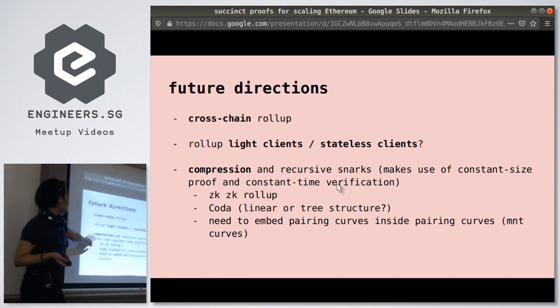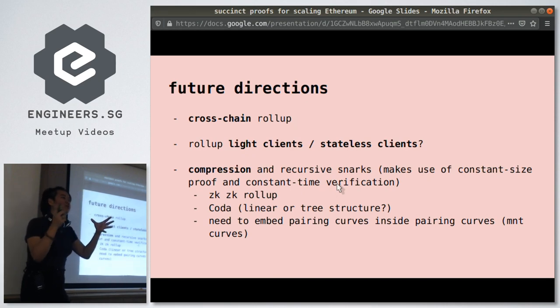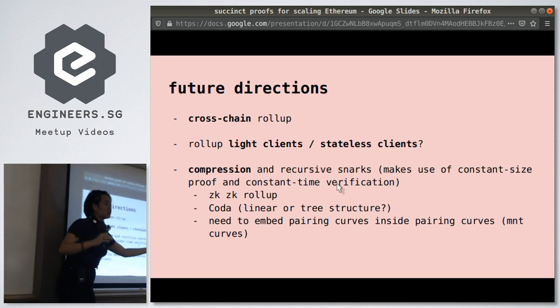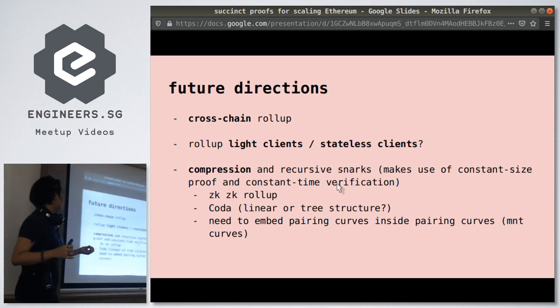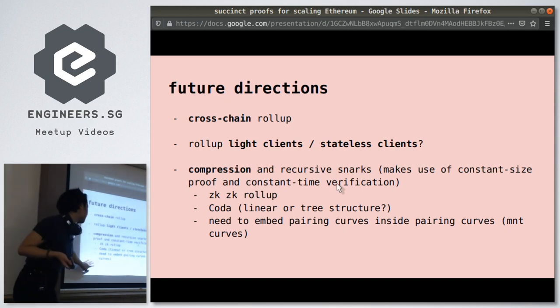There's also a class of SNARKs called recursive SNARKs, where within a SNARK, you can prove a SNARK. So you get even more savings if each time your proof gets way smaller. There's a project called Coda that actually has implemented recursive SNARKs.